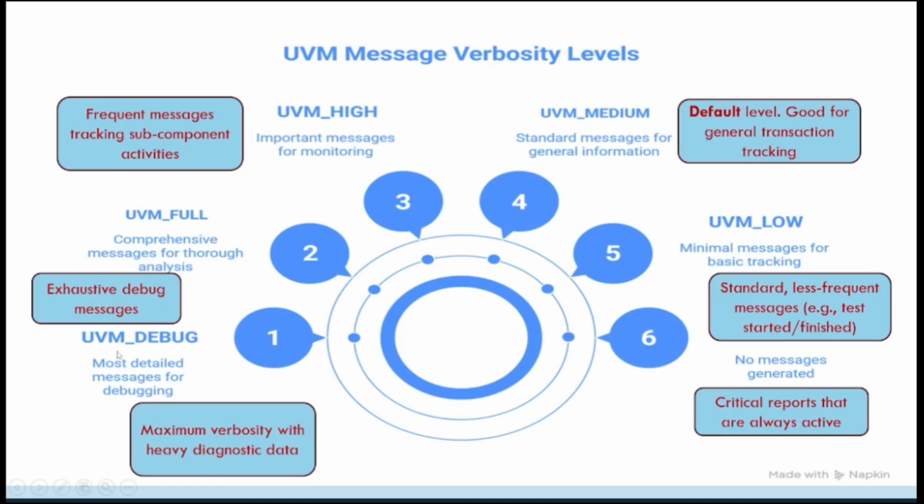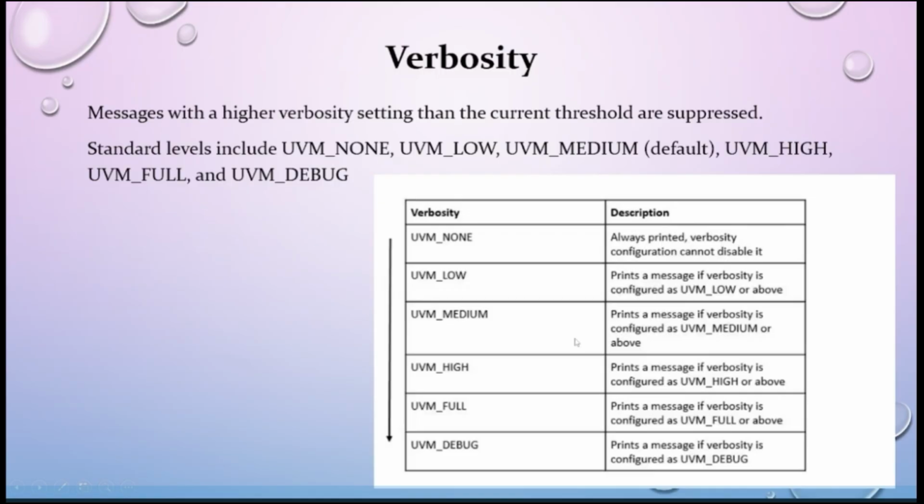Okay, and then UVM debug, the most detailed messages for debugging. For debugging, we need to know that this particular component is being debugged, so all those messages are given by using UVM debug. And UVM debug is the maximum verbosity level among all the verbosity levels. If you see here from top to bottom, the least one is UVM none, the highest verbosity level is UVM debug.